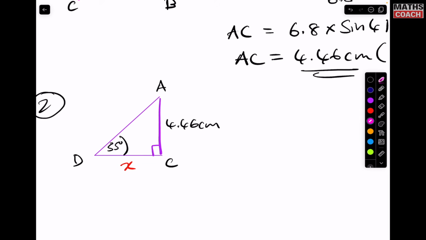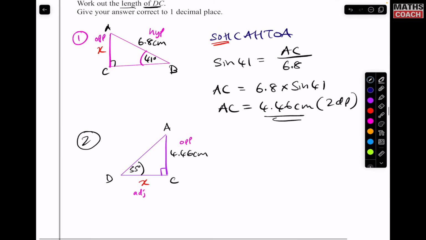Again, I'll label it according to trigonometry. So that's the opposite side. I'm looking for the adjacent D to C. So if I go back to SOHCAHTOA, what uses O and A? Tan. Tan uses O and A. So therefore tan 55 is equal to opposite, which is 4.46, divided by the adjacent, which is DC or X. I'm going to call it DC.